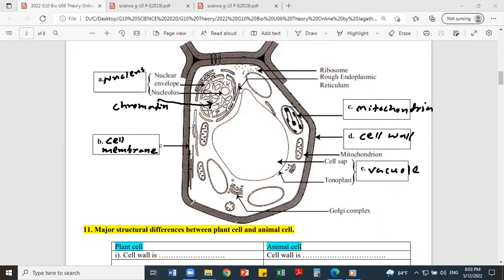So we have nucleus, cell membrane, mitochondria, cell wall, vacuole. Out of these I'll put a right tick here. The cell wall is present only in the plant cell. Vacuole is only in the plant cell. And there's one more thing called chloroplast, which is also present only in the plant cell.